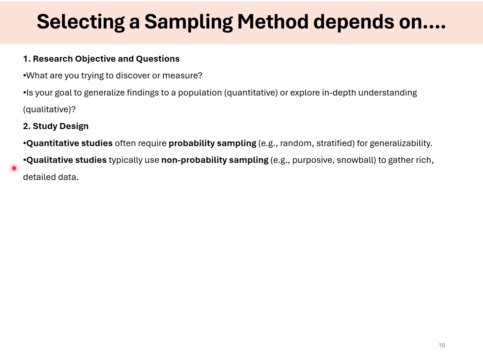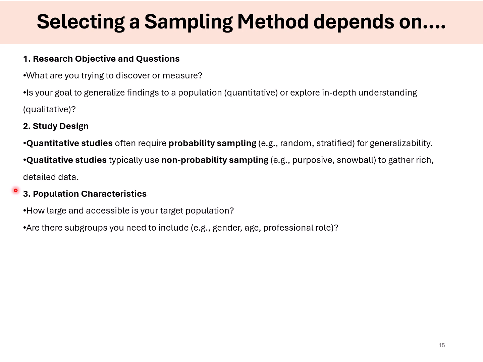Then the study design. Quantitative studies often require probability sampling; random and stratified sampling are commonly used, because we have to generalize our findings. So in quantitative studies, there is a generalizability issue, so we go for probability sampling. While in qualitative studies, typically we use non-probability sampling like purposive sampling or snowball sampling to gather rich, detailed data.